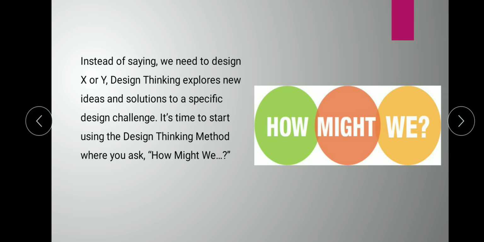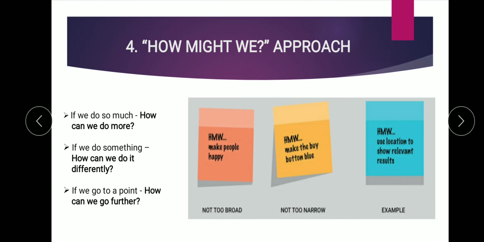Instead of saying we need to design X or Y, design thinking explores new ideas and solutions to a specific design challenge. Note this first phrase, instead of saying, we start doing. It's time to start using the design thinking method, where you ask, how might we? These are 3 very important words. How might we? The how might we approach is going to be the 4th approach.